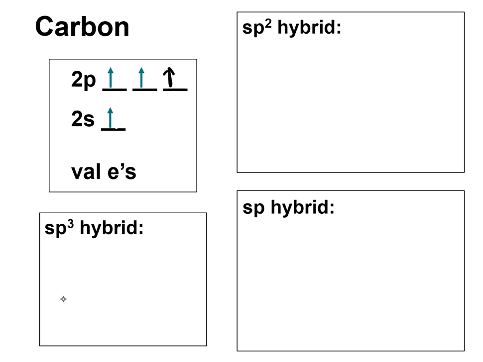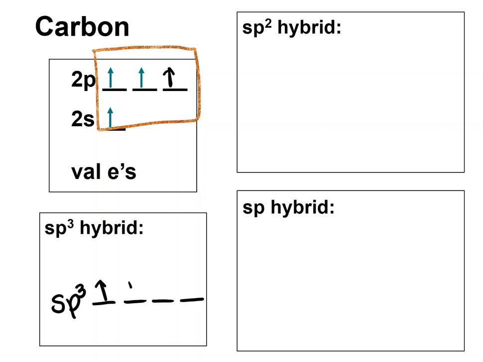The first hybrid I'm going to do is the sp3 hybrid. And when you have sp3 hybrids, you're taking all of these orbitals and combining them. There's an s and 3p. And of course we took 4 orbitals, so we get 4 out. And they will each have an electron. And the geometry of this is tetrahedral.